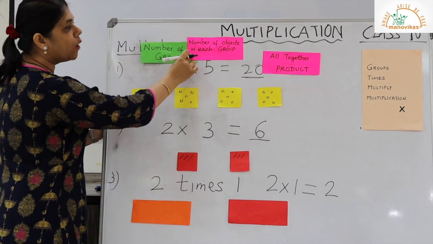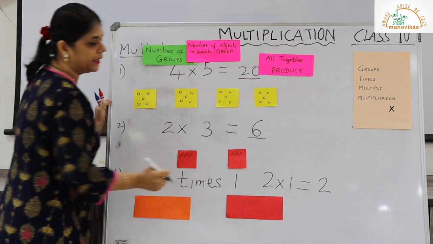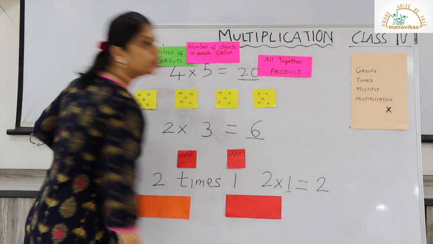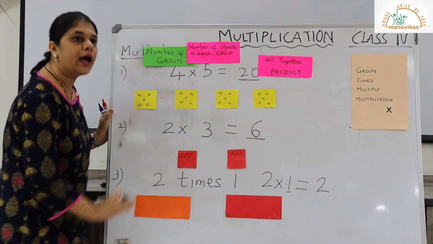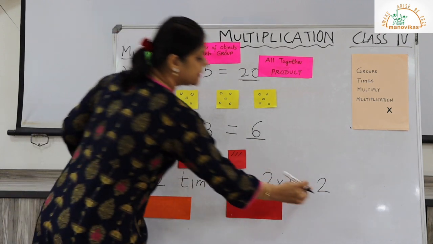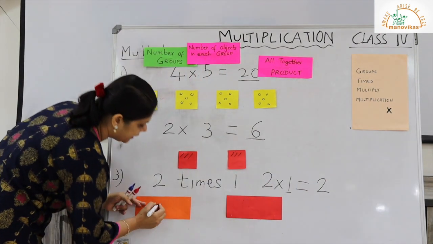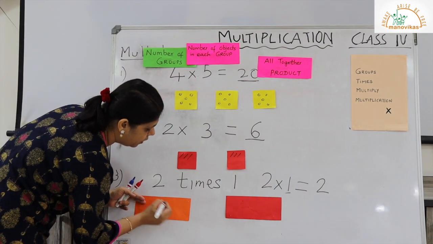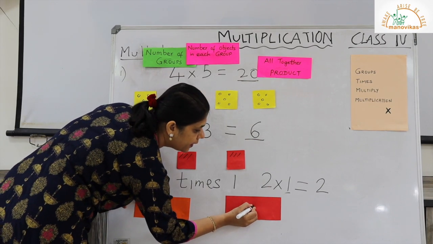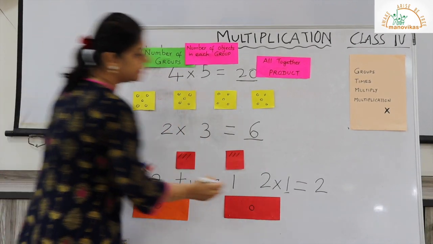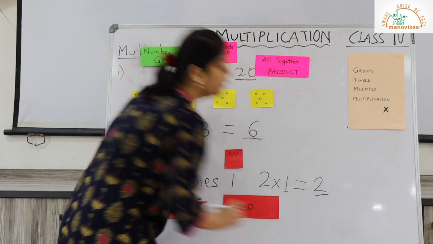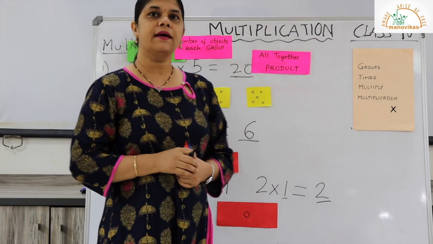Now how many objects are there in each group? There is only one object in each group here. And what is the product that we are getting? It is 2. So there is one object here, one object here, and that makes it 2. So have you understood the basics here?